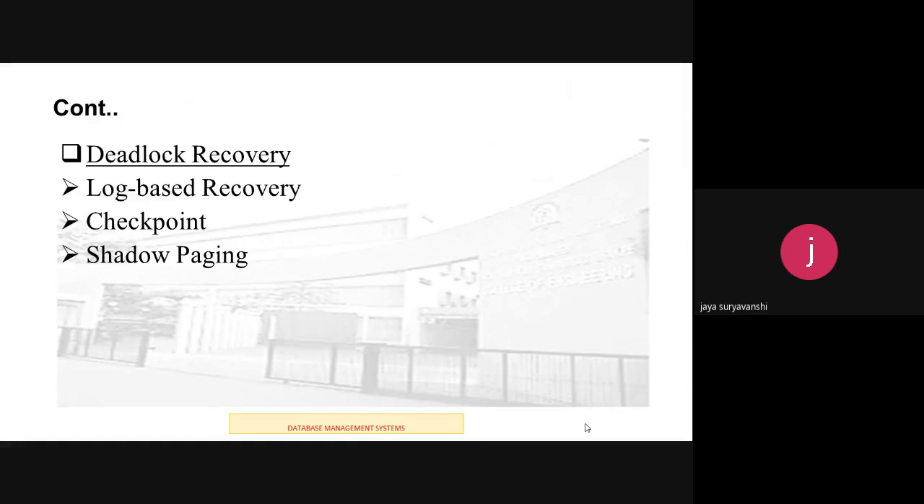Another is disk failure. A failure during data transfer or a head crash may cause loss of data on the disk. Whatever the reason for failure, it leads to data loss and inconsistency in the database system. So recovery is very important. For database recovery, there are mainly two types of techniques that keep the transactions atomic. These are log-based recovery and shadow paging, as well as checkpoints.